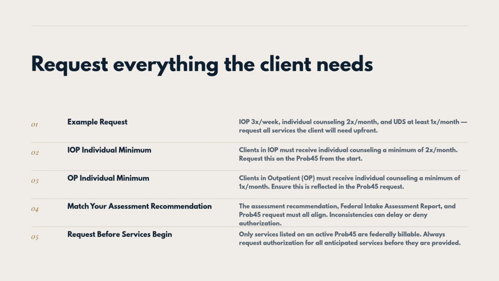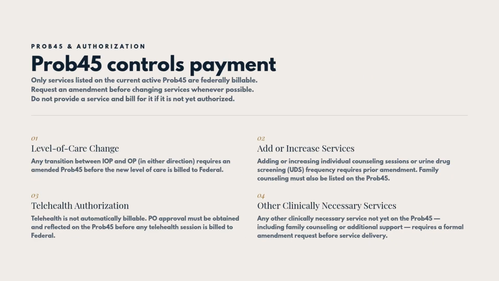There is also a Prob 45 or Prob 45 amendment form available in CareLogic. Staff can use that form to document the requested authorization and route it through the appropriate administrative process. And when the amended Prob 45 comes back, the client needs to sign it, and it needs to be uploaded to their document library in CareLogic. So we want to think of the Prob 45 as the authorization document. If a service is not listed on the active Prob 45, do not assume that Federal will pay for it.